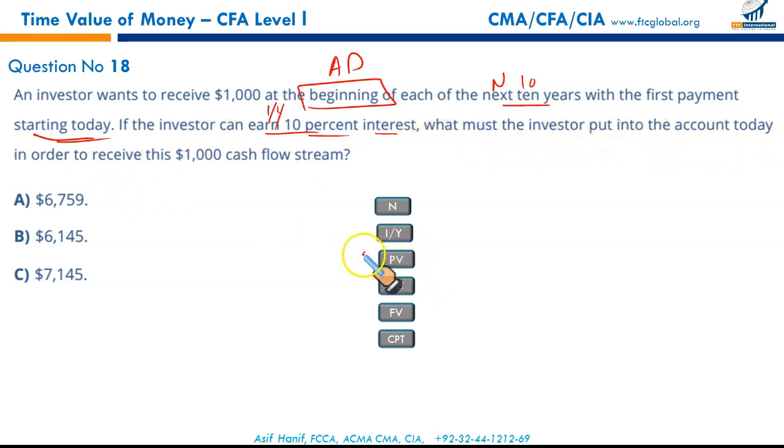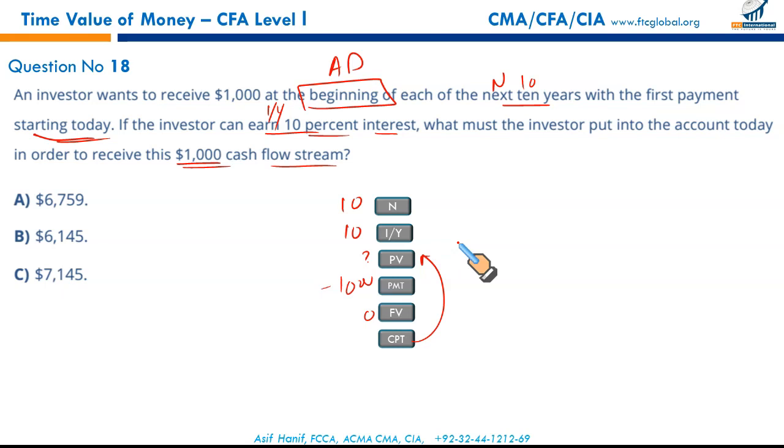The present value has to be calculated so as to receive a $1,000 cash flow stream in the future regularly, which is what he must invest now. N is 10. Interest rate is 10 as well. The payment is $1,000. Future value is 0. What must be the present value of the annuity due?